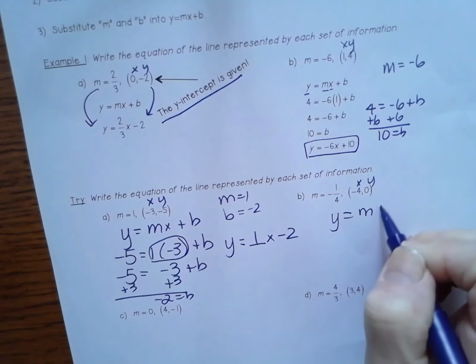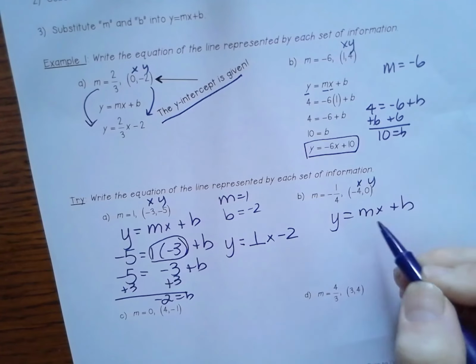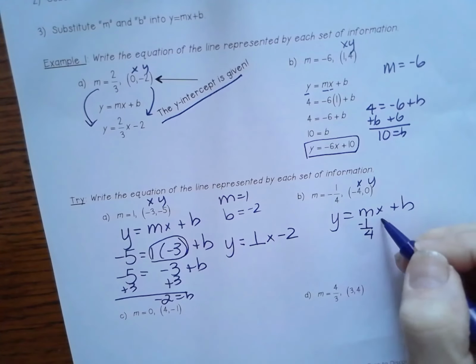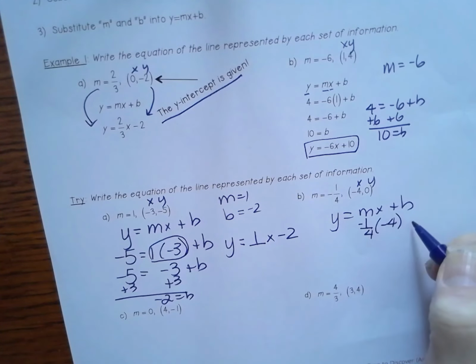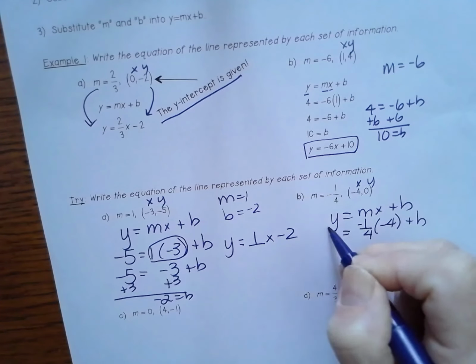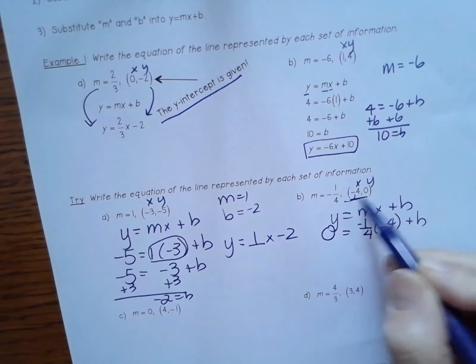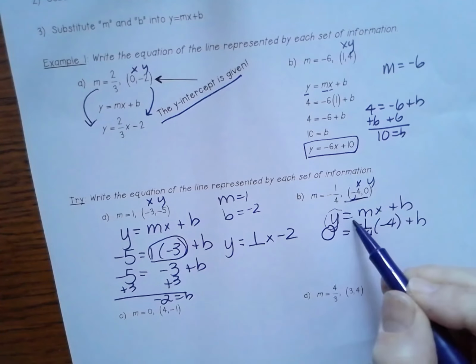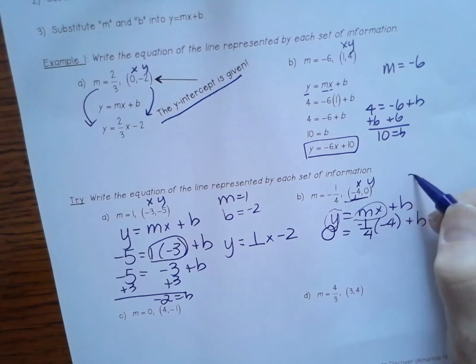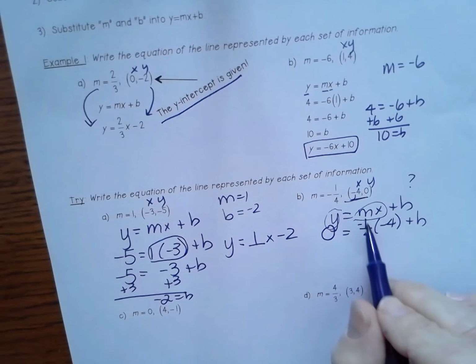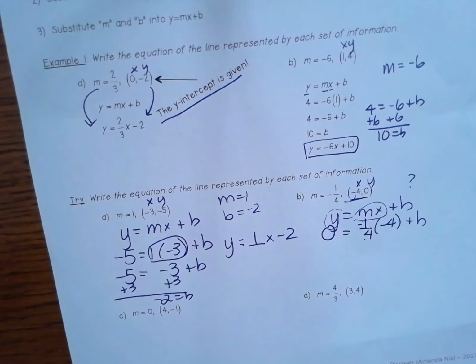Letter B. This is x, this is y. Y equals mx plus b. M is -1/4. You could type that into the calculator as a division problem. So this is going in for x and y into the formula y equals mx plus b, because we're trying to figure out what b is. I'm going to do my math. I can type this into the calculator. -1 divided by 4 times -4.